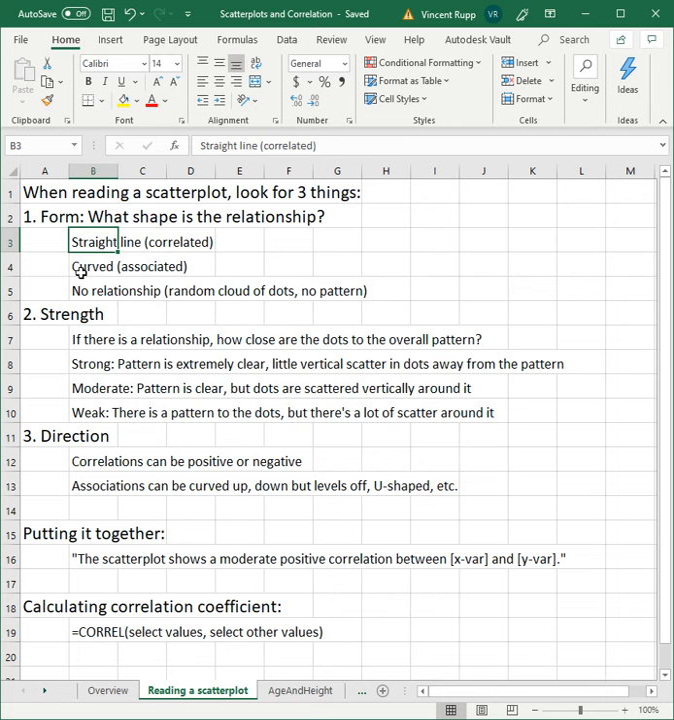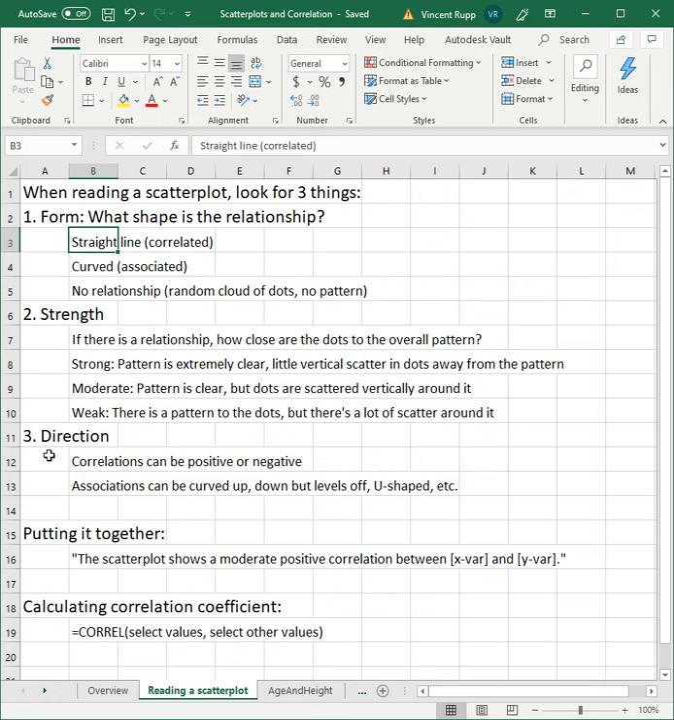If there's a curved relationship, you can say they are associated. If there's no relationship, then you just say no relationship. What that looks like is a random cloud of dots, or no real pattern at all. Second is strength. If there is a relationship, how close are the dots to the overall pattern? You can say strong if it's extremely clear, with little vertical scatter in the dots away from the pattern. Moderate and weak would be increasingly scattered away from that.